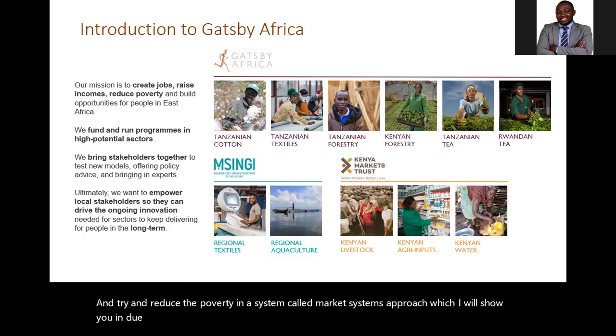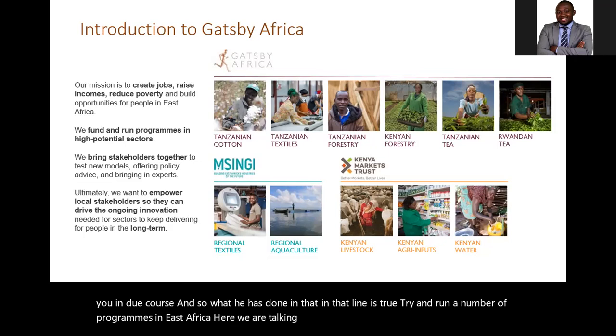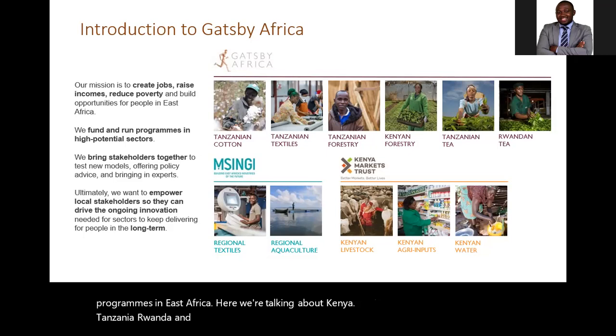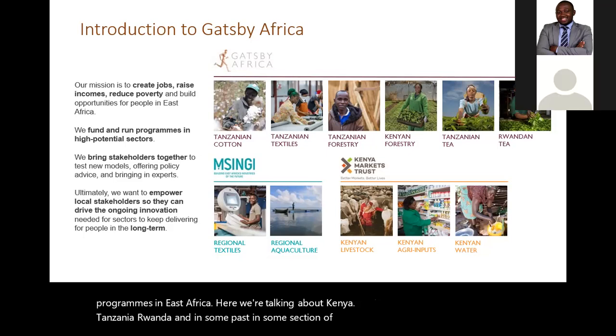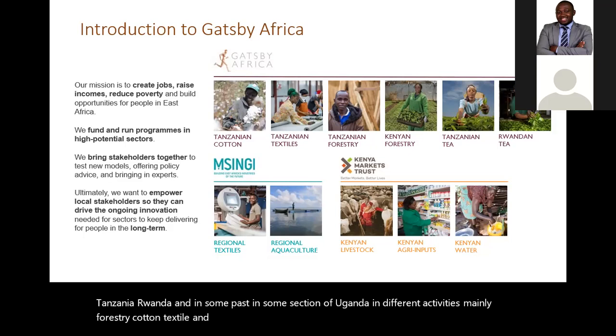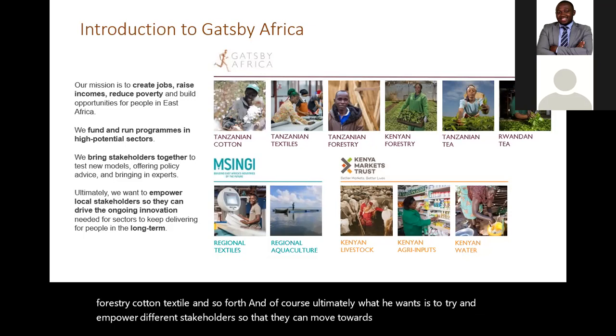And so what he has done in that line is to try and run a number of programs in East Africa. Here we're talking about Kenya, Tanzania, Rwanda, and in some sections of Uganda, in different activities, mainly forestry, cotton, textile, and so forth. And ultimately, what he wants is to empower different stakeholders so that they can move towards reducing poverty within the region and creating employment in the different sectors.